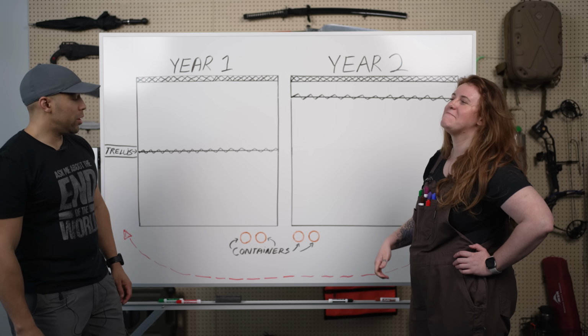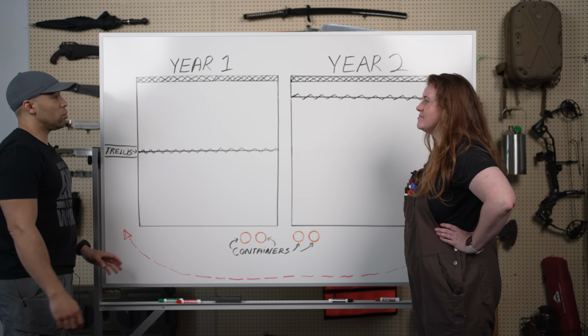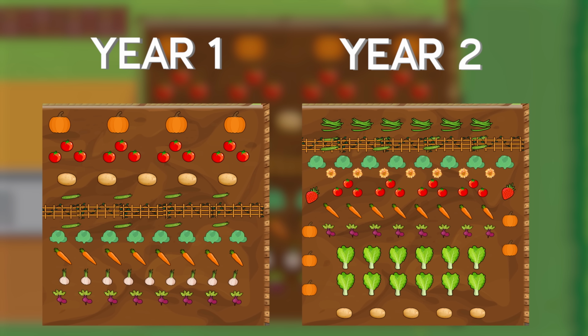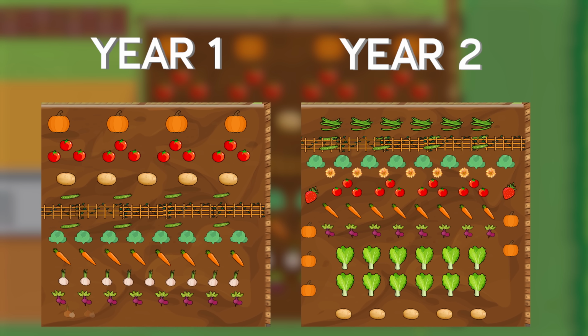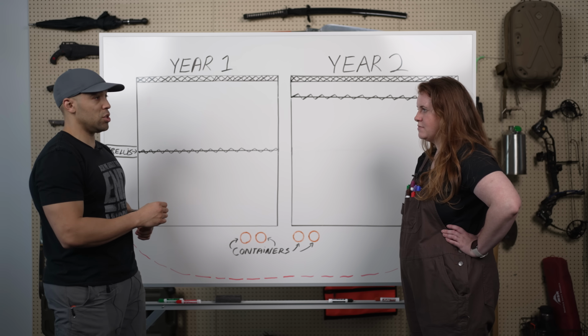All right, so here we have two gardens. Year 1, year 2, because we're going to organize it differently. We can't organize our garden the same way each year, and why is that? We have a number of different reasons for this.